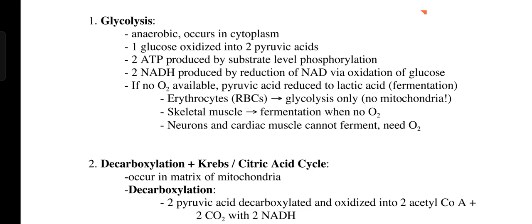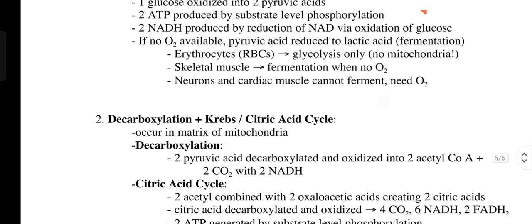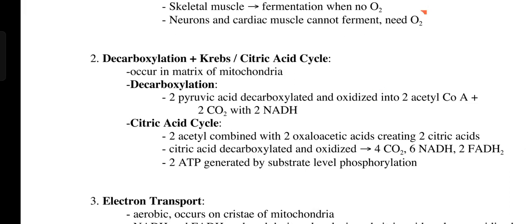Erythrocytes, RBCs, use glycolysis only, with no mitochondria. Skeletal muscle uses fermentation when there is no O2. Neurons and cardiac muscle can't ferment and need O2.